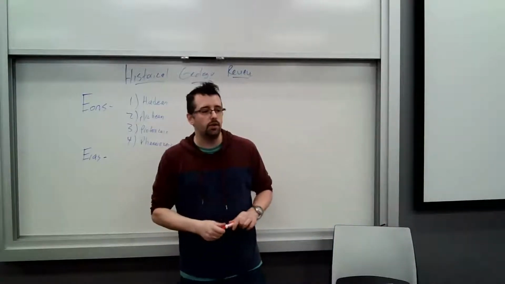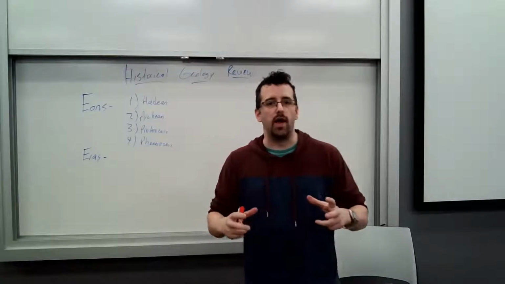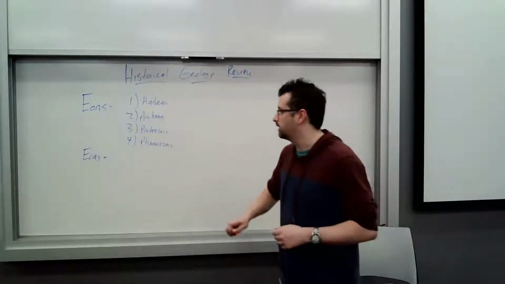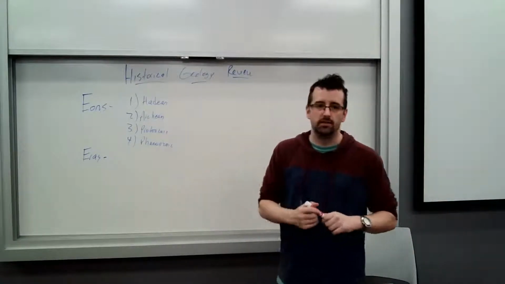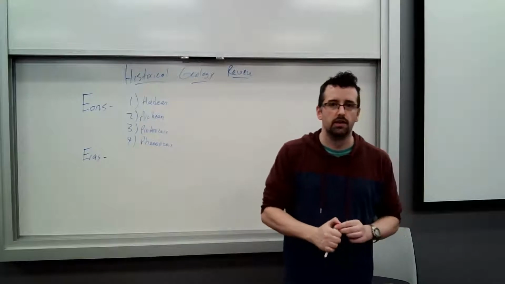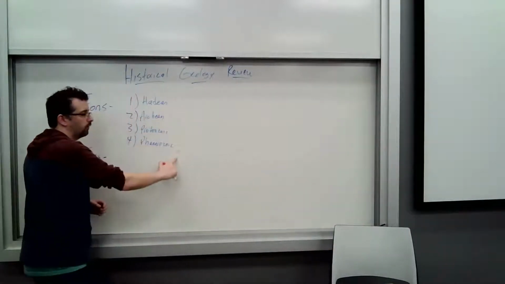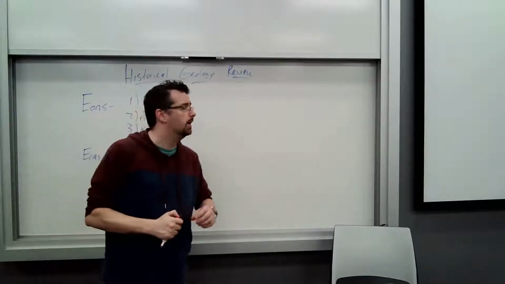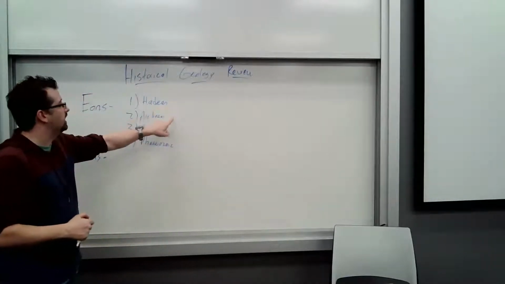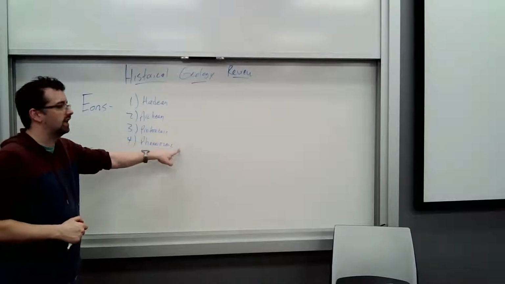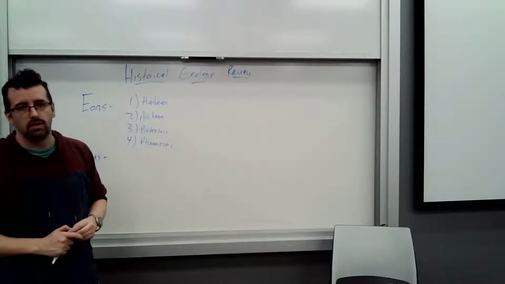So, for the test, I am going to give you basically what is a word bank, right? I'm going to ask you to order these. The very first question on the test, I believe, is asking you to order the Hadean, the Archean, the Proterozoic, and the Phanerozoic. Okay?